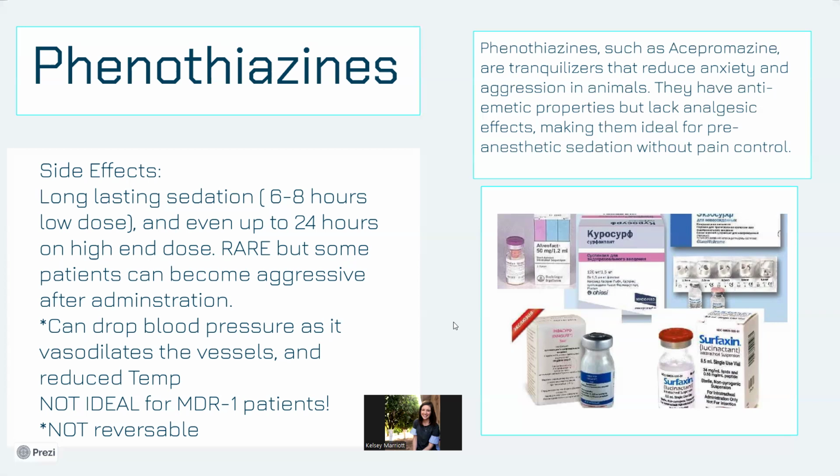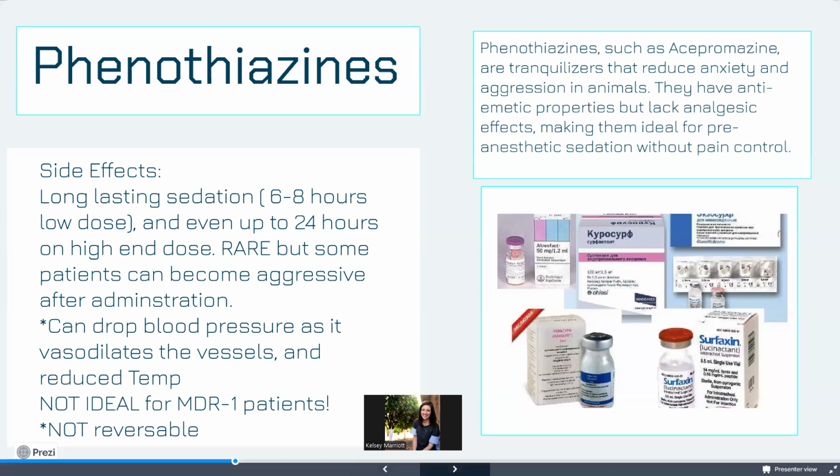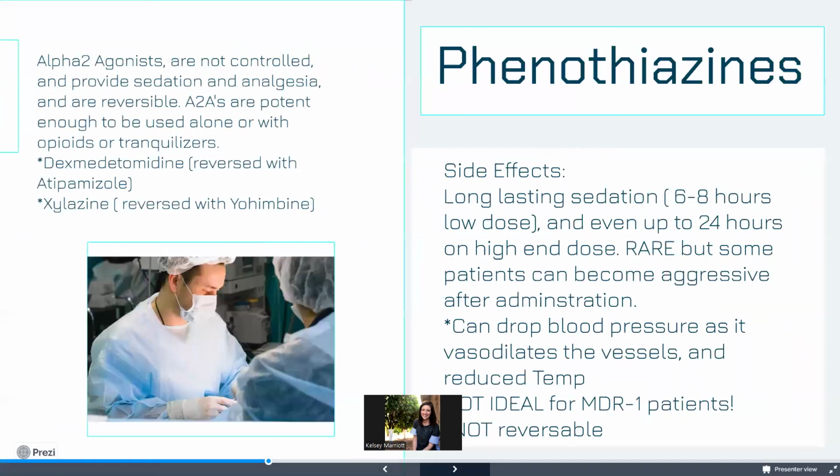And then last, when we talk about ACE, ACE isn't reversible. So this drug isn't going to typically be a top pick for a veterinarian. It might be something, depending on if our patient is truly aggressive and we're just trying to do something very basic to them, they might go ahead and choose this. But again, this doesn't have any analgesic effects and it's not reversible, and we can see those prolonged sedation type effects on our patient.